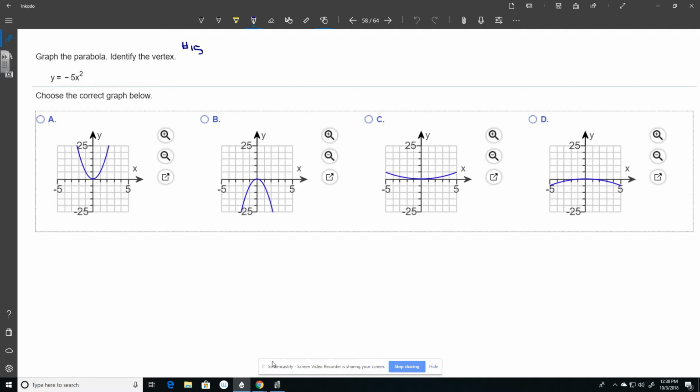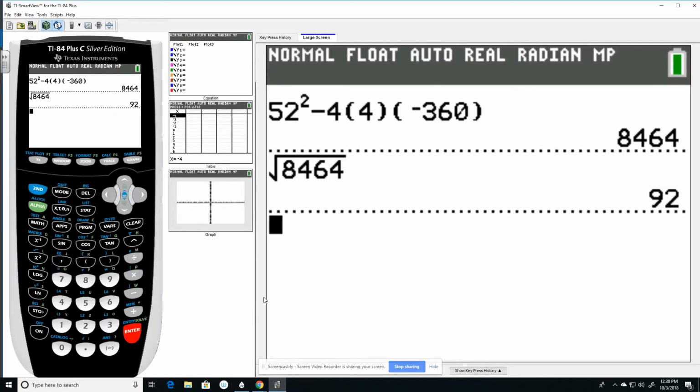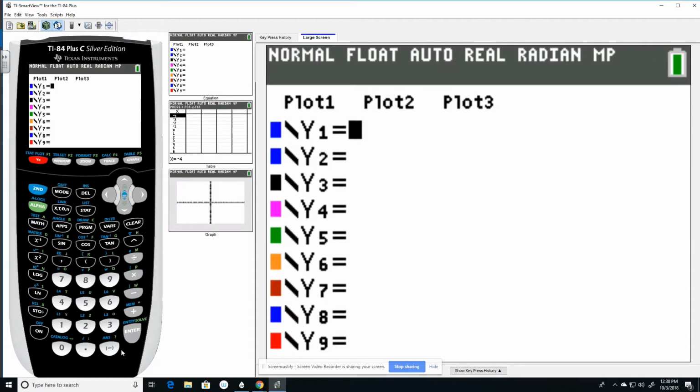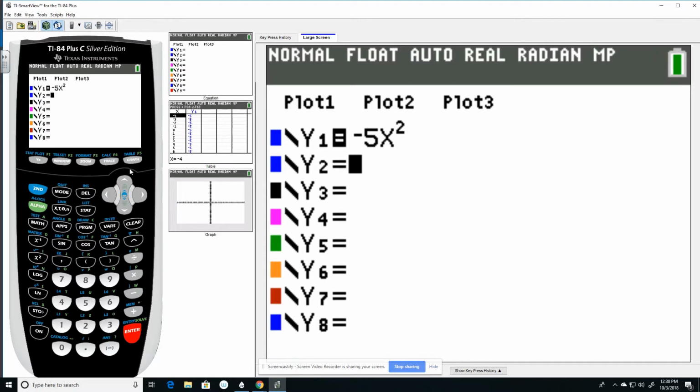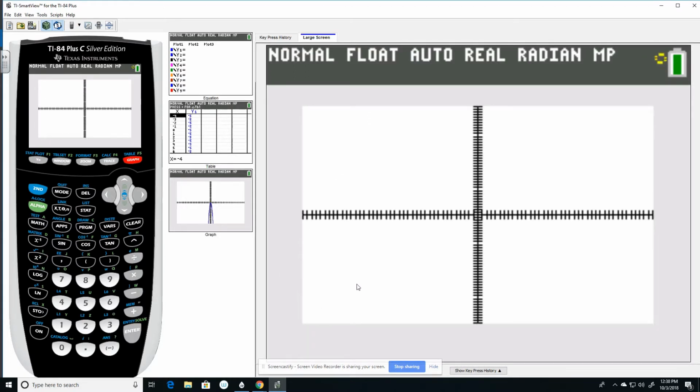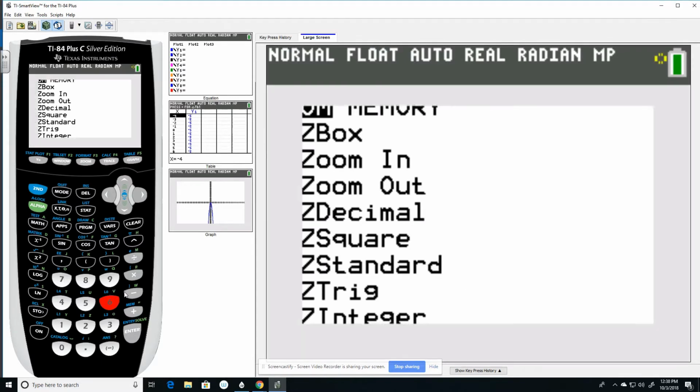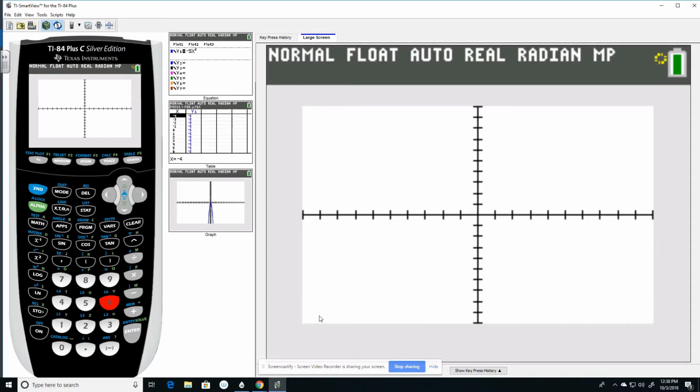Graph the parabola, identify the vertex. Y equals negative 5x squared. So I'm going to graph it. Y equals negative 5x squared. Hit enter. Look at my graph. So it's right in the middle. Maybe we should zoom to our standard zoom. It's right in the middle and it's pointing down.